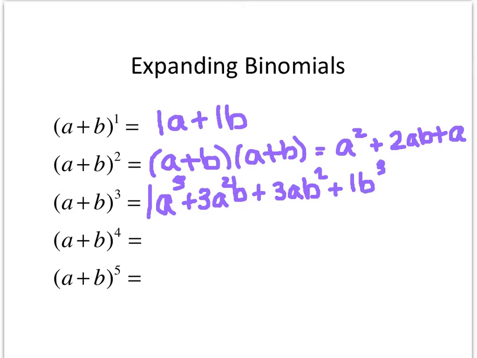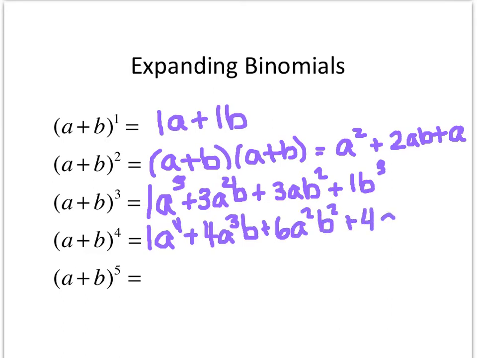Now if I wanted to do a plus b to the fourth, I'd essentially have to take what I just got and multiply that through by a plus b. So another whole term of a plus b. So what you would get if you expand that is 1a to the fourth plus 4a to the third b plus 6a squared b squared plus 4ab cubed plus 1b to the fourth.